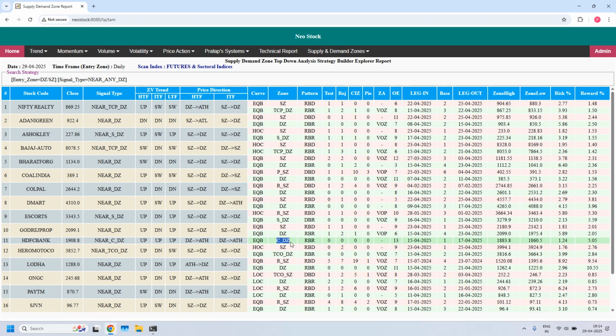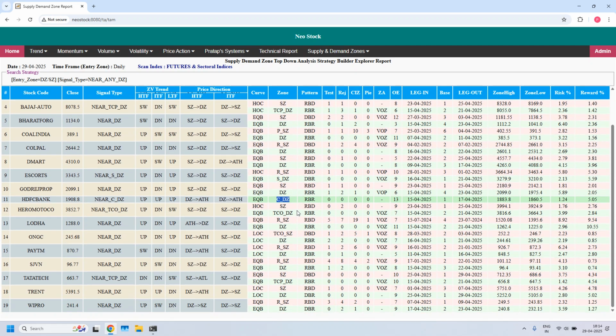Next, HDFC Bank is having a high liquidity demand zone. This is the all-time high daily demand zone. Tata Tech is also having a daily high liquidity demand zone. So total we identified 5 daily high liquidity demand zones from this list.